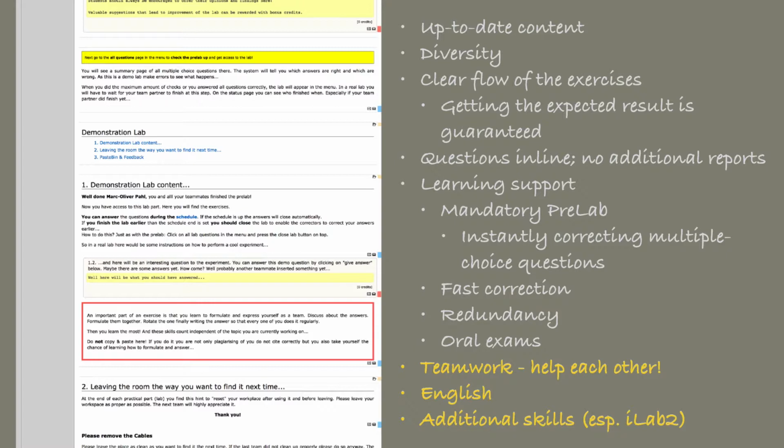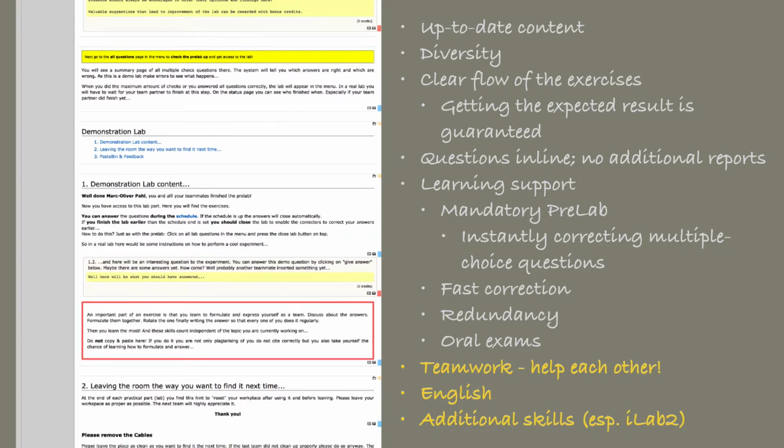Okay, and you also get additional skills. So of course you will learn something about the networking topics, but you will also learn about teamwork and many more things in the course. Debugging, for instance, is also something that you will probably be much better at after having taken the course, because you will have had to debug things in all these 10 modules. Okay, good.